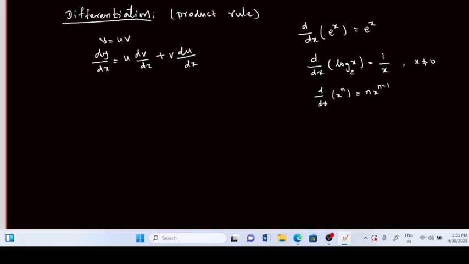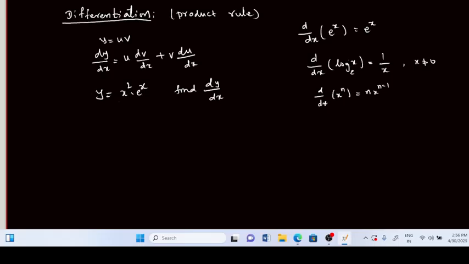Differentiation, we discuss the product rule using e power x, log x, x power n. You must remember log x while discussing differentiation and integration, it will be considered base e. So here let us consider the function y is x square into e power x. So here we must find dy by dx.